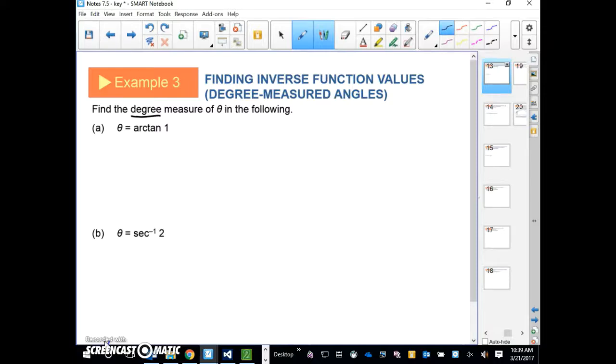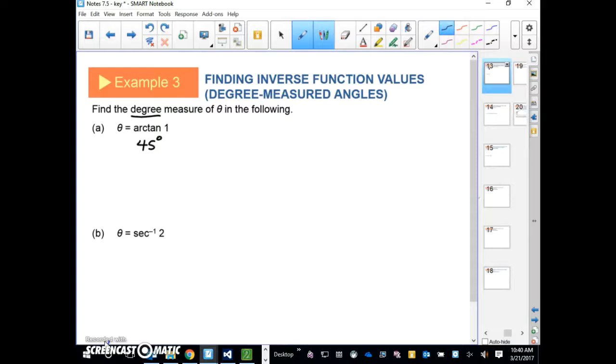Remember, tangent is sine over cosine. We're trying to get 1, so I'm looking at the square root of 2 over 2 divided by itself. So that would be pi over 4 or 45. Since we're in degrees, that's a 45. So that's what you want to do.